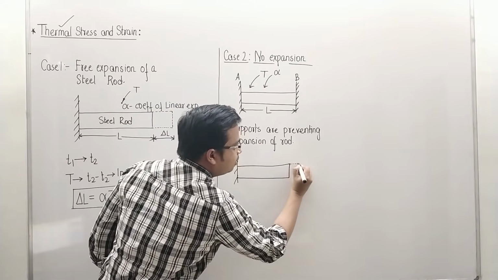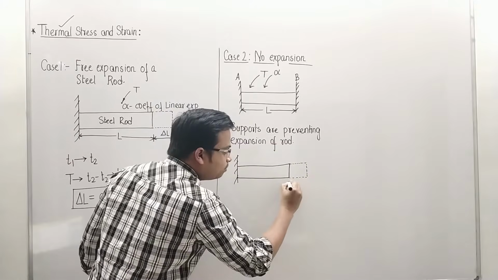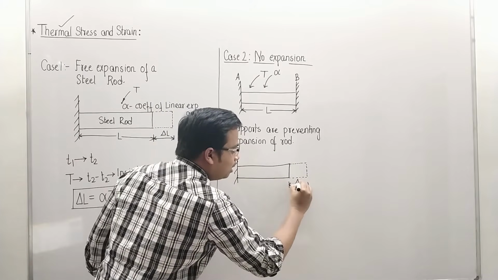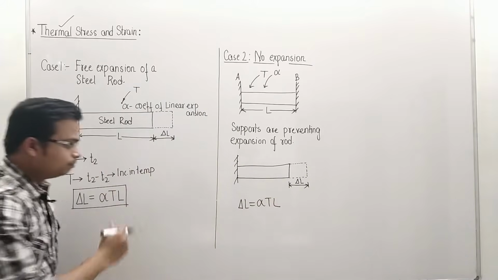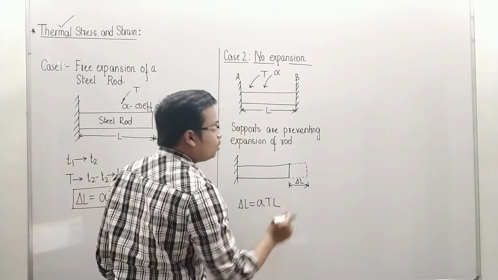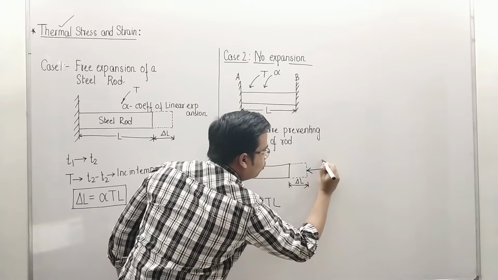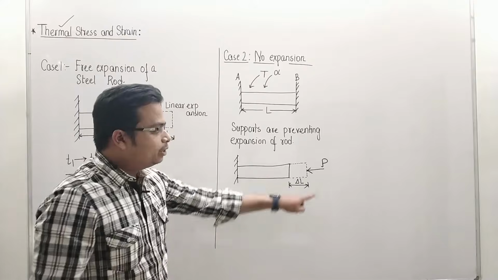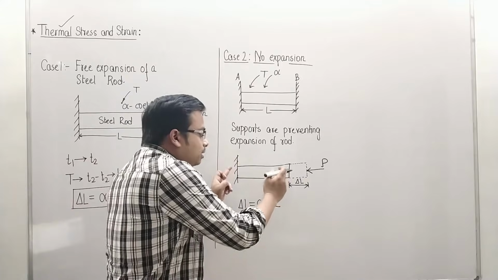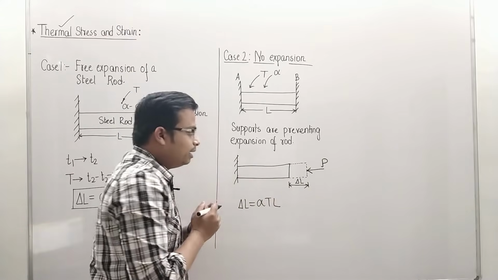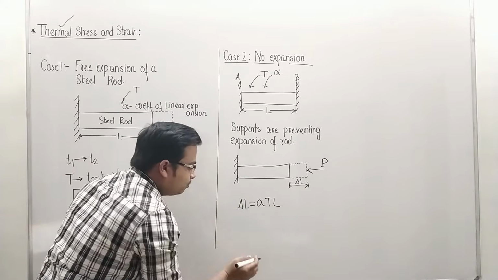Okay. Now, if there was no force, then this would have expanded, isn't it? Had there been no support, then this would have expanded by an amount of delta L, and we know that delta L is equal to alpha TL from here, free expansion case. But we also know that due to this support at B, there obviously is going to be some force acting over here, and let's say that the force is denoted by P, capital P. And this force prevents this steel rod to expand by an amount of delta L.